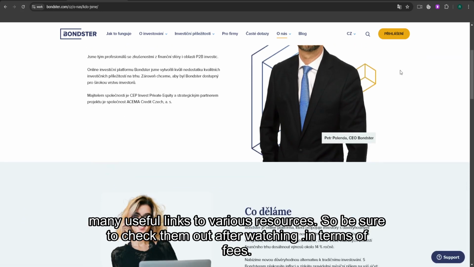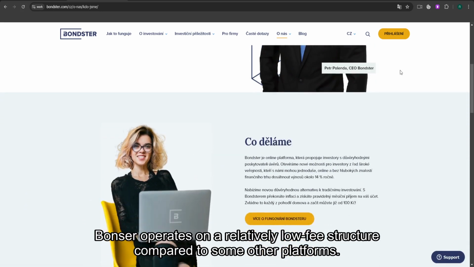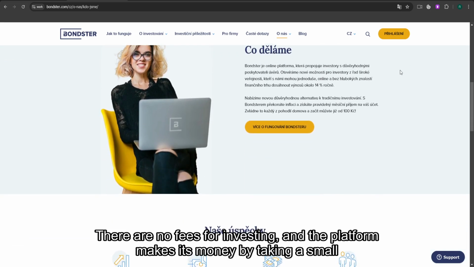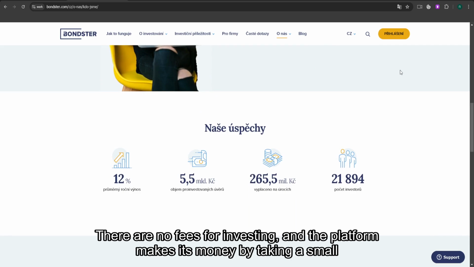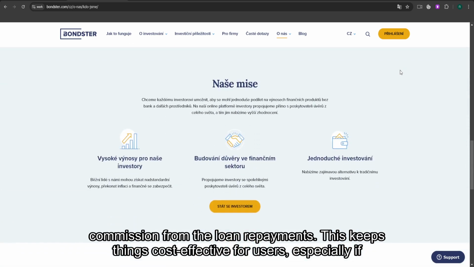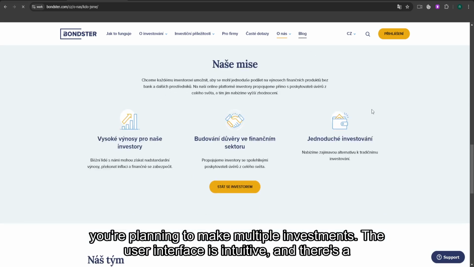In terms of fees, Bondster operates on a relatively low fee structure compared to some other platforms. There are no fees for investing, and the platform makes its money by taking a small commission from the loan repayments. This keeps things cost-effective for users, especially if you're planning to make multiple investments.